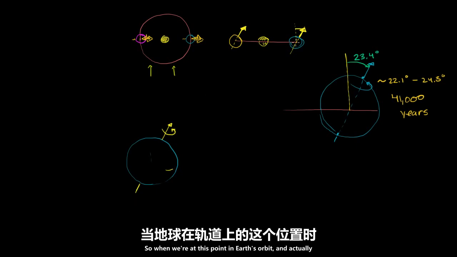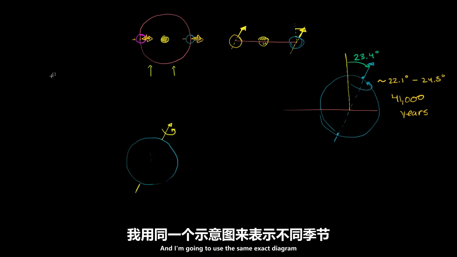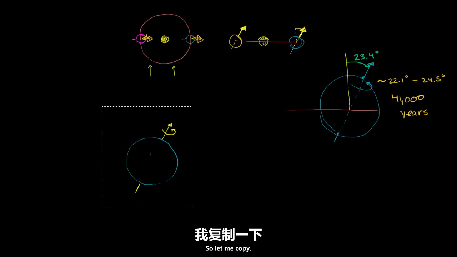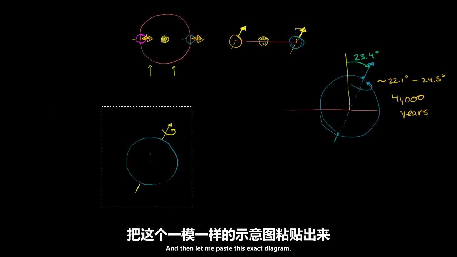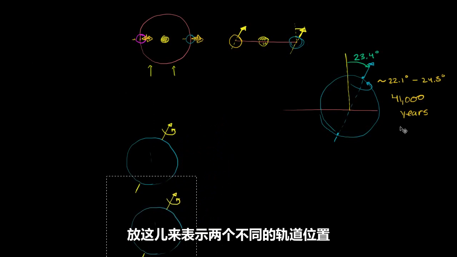So when we are at this point in Earth's orbit, and actually let me copy and paste this, I'm going to use the same exact diagram for the different seasons. So let me copy, and then let me paste this exact diagram. I'll do it over here for two different points.